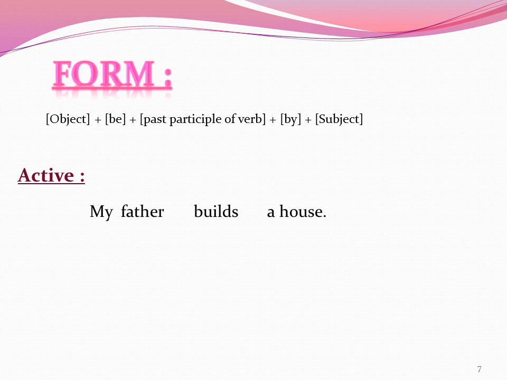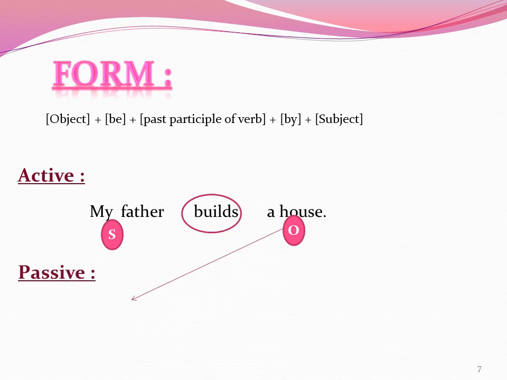My father builds a house. First thing, as you said, you have to identify the parts of speech. Father is the subject, builds the verb, a house is the object. Then you have to replace the object with the subject. So a house is transferred from the end of the sentence to the beginning of the sentence.